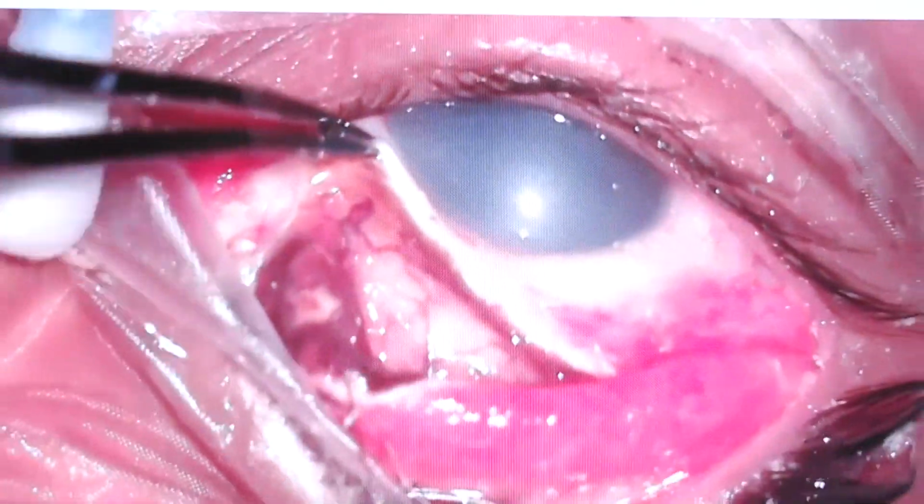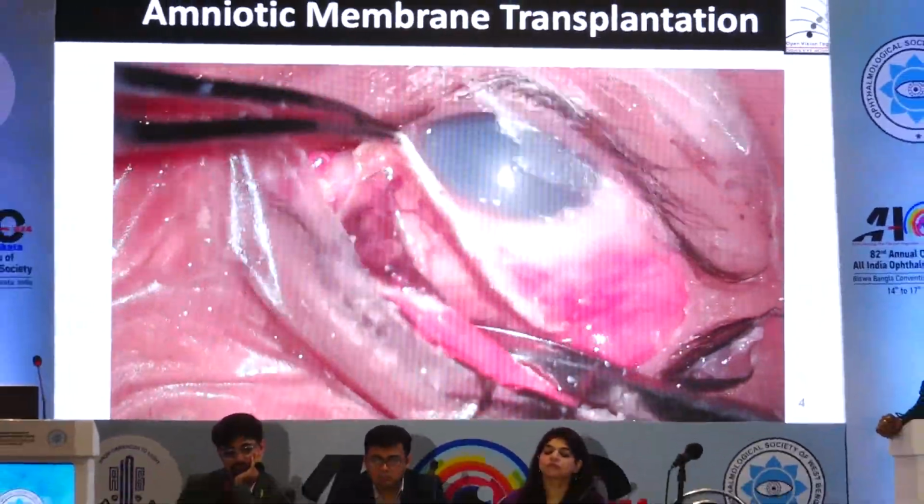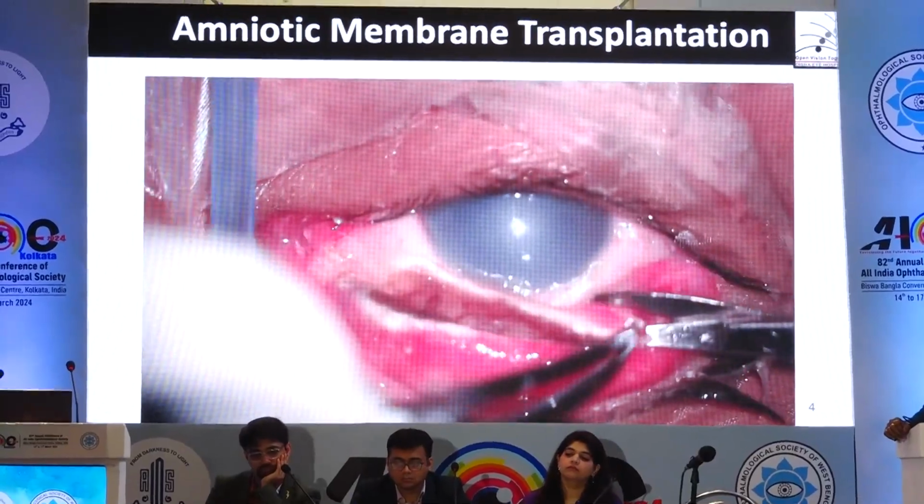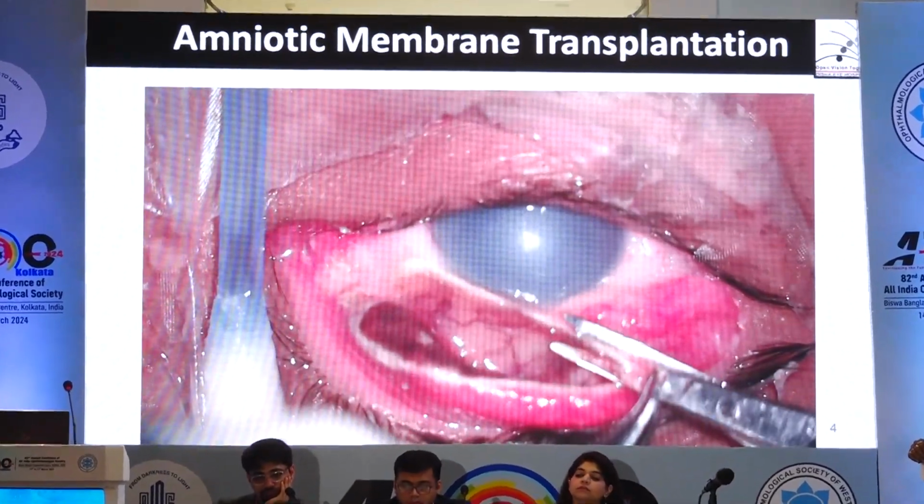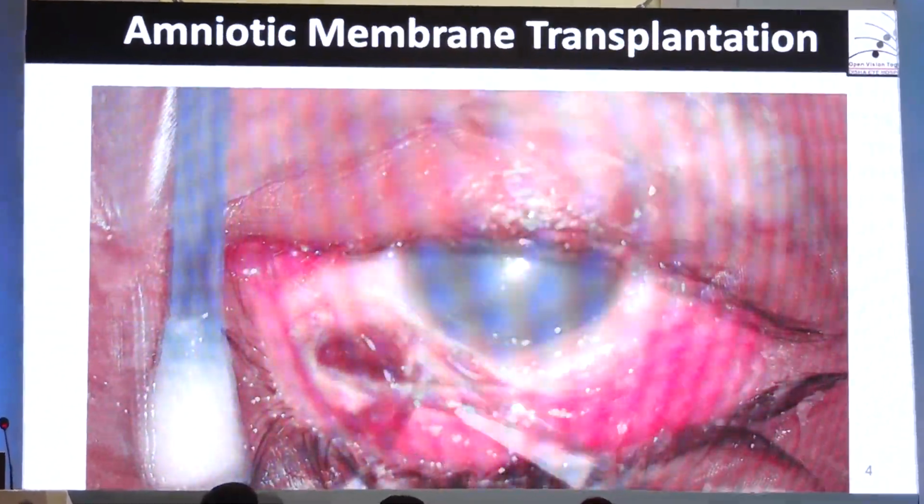So this is the surgical video. This is an 8-year-old child who had a chuna injury. You can see the fornix totally necrosed. This patient came 2 days after the injury. In all these cases, we have to remove all those chuna particles along with necrosed conjunctival tissues.